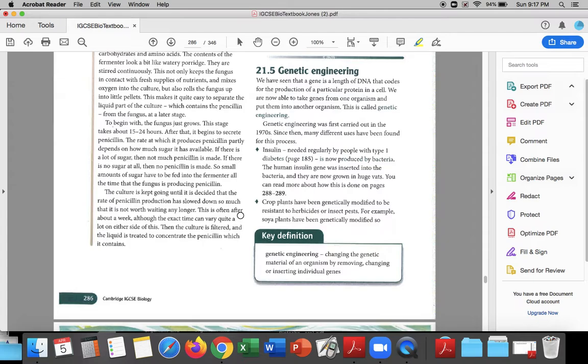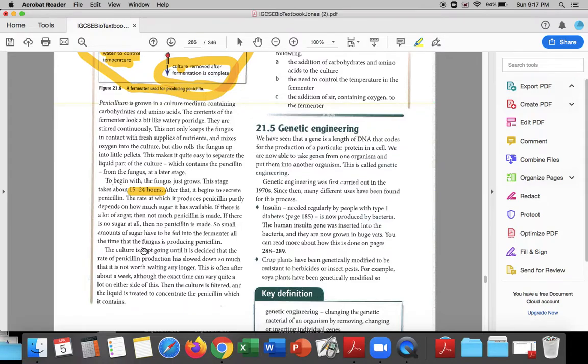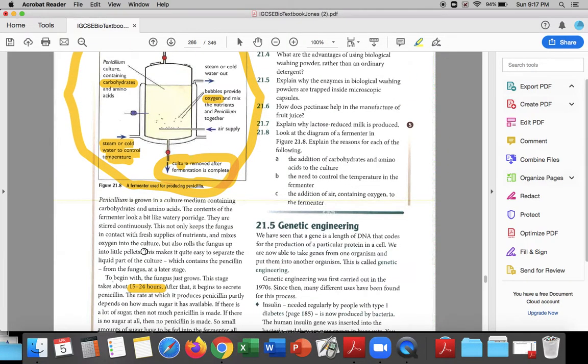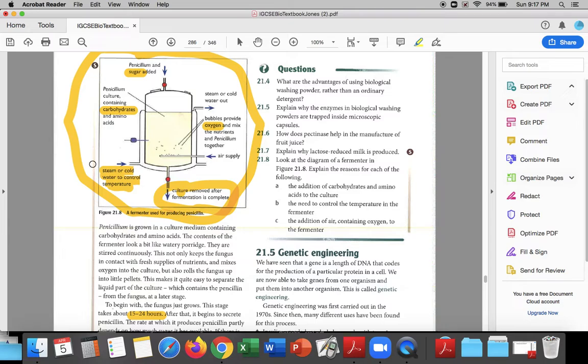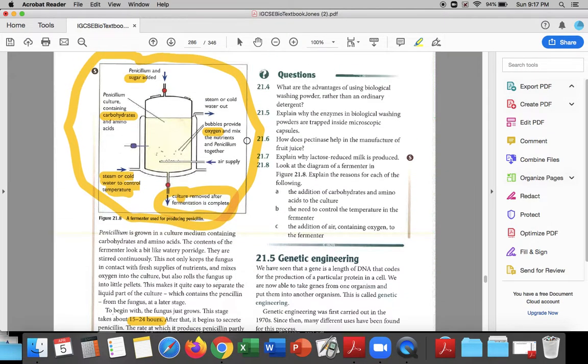Now, this is a process that takes about 15 to 24 hours, so it takes a little bit of time. Everything has to be controlled. The amount of sugar has to be controlled. The rate of production can slow down if all these conditions are not optimum. So ultimately, this is something happening in a lab that is very controlled and harnessed to ultimately provide for us life-saving antibiotics.